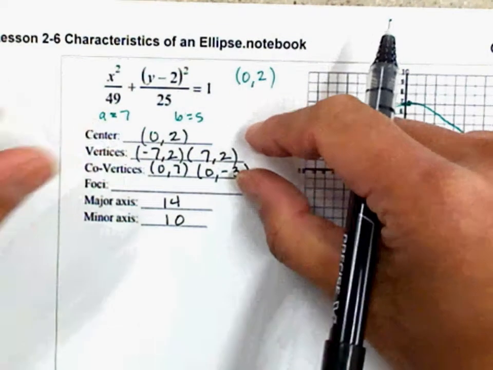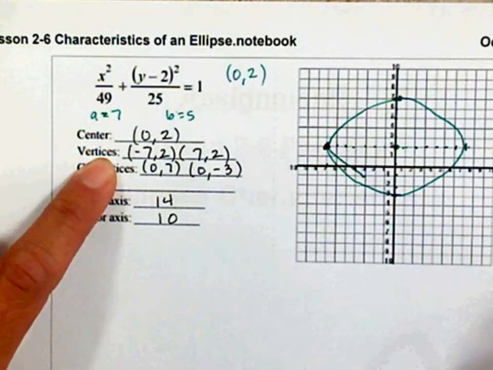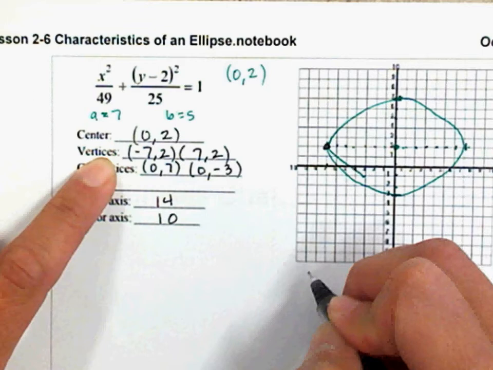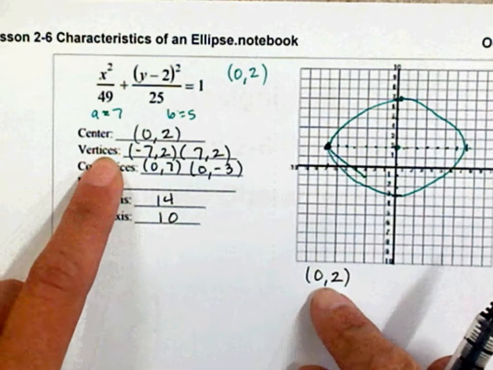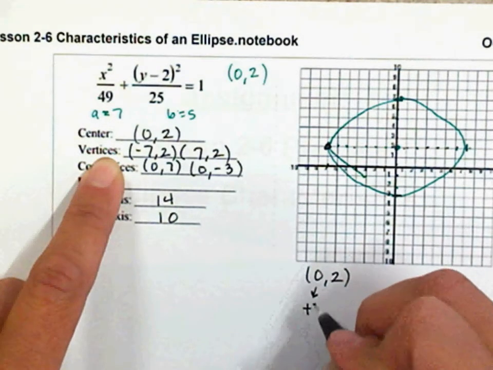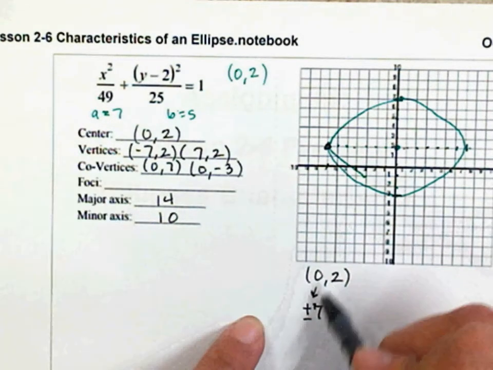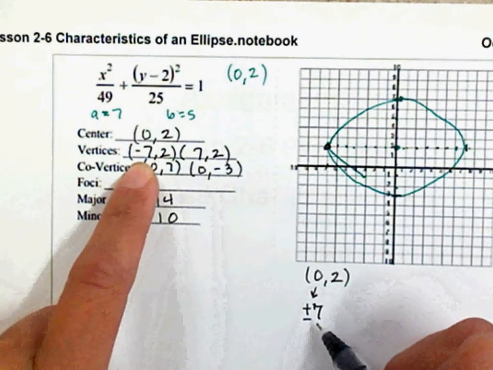Okay, here's another way you can do the vertices as well. Remember, everything starts from your center. See how it's going x? So guess what you do? Plus or minus 7. 0 plus 7 is 7. 0 minus 7 is negative 7. And 2. Did you guys see how that just worked?